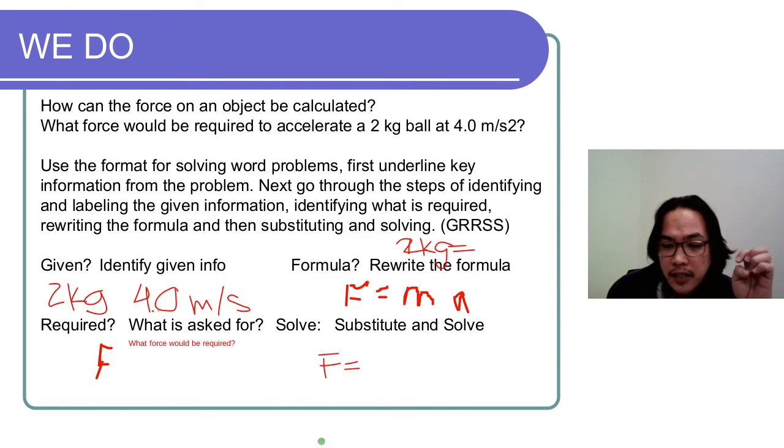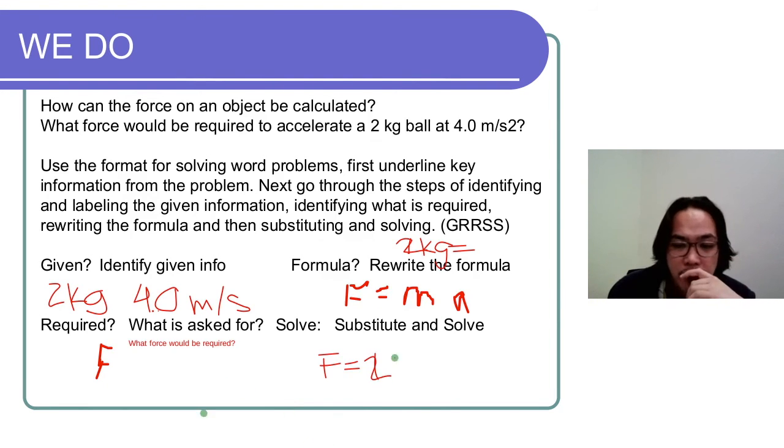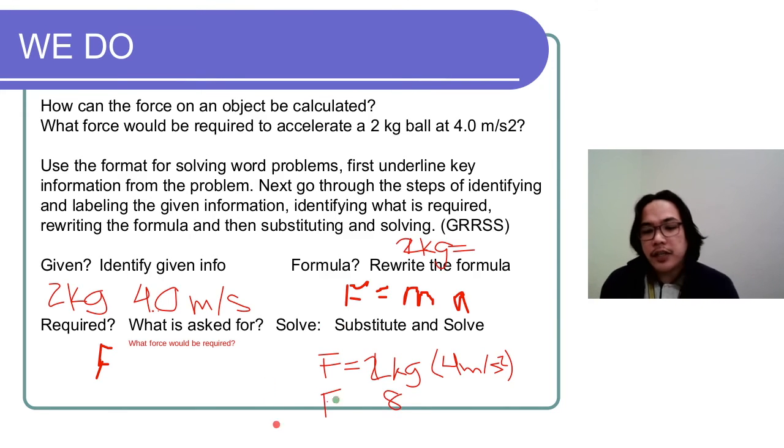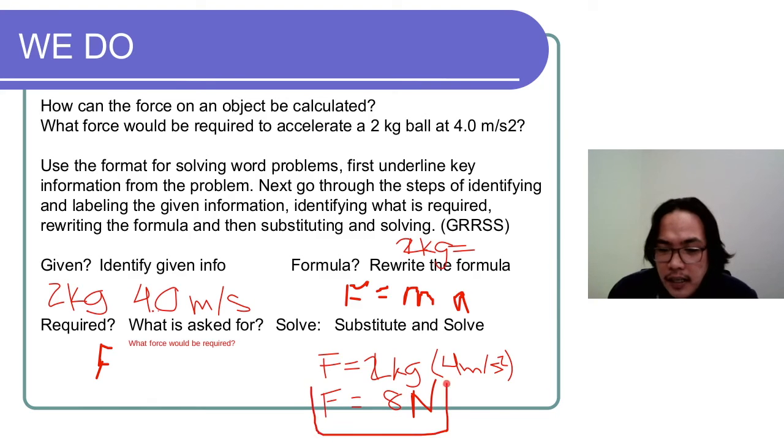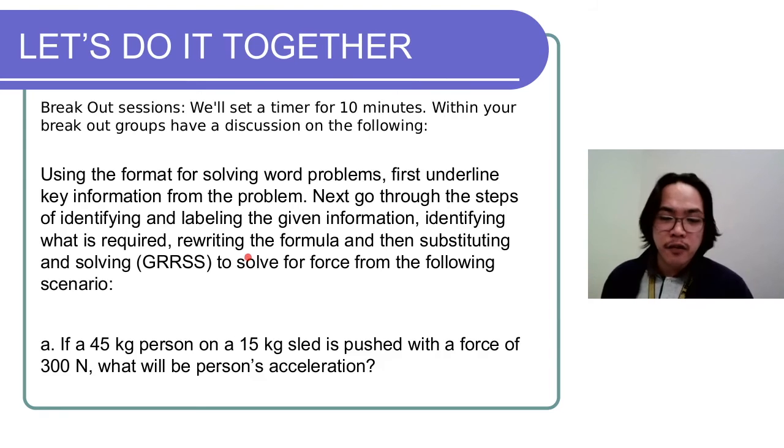F equals your M, 2 kilogram, times your A, which is 4 meters per second squared. So your answer is 8. What is the unit for force? So the unit for force, of course, is big letter N. So F is 8 Newton. So that's how you solve for force. So now, using the format that you've learned already, can you solve for it?